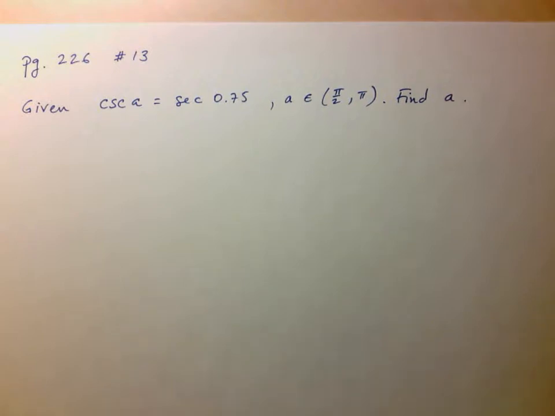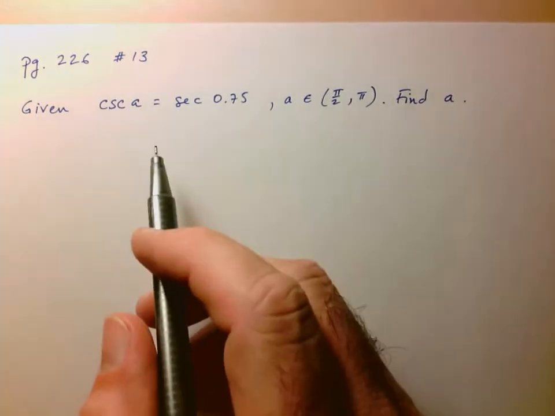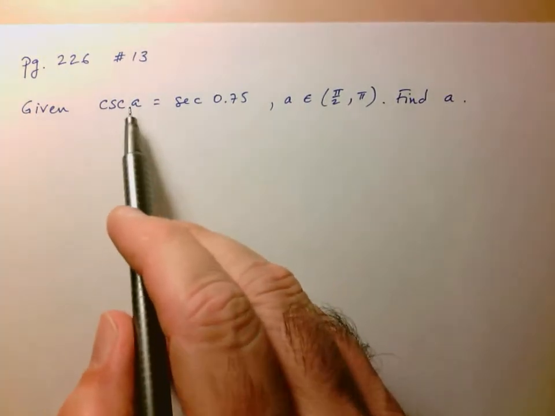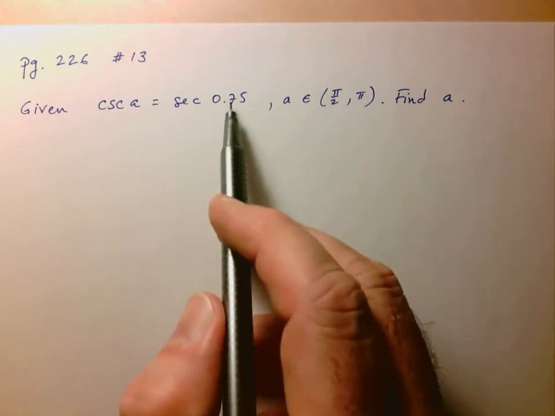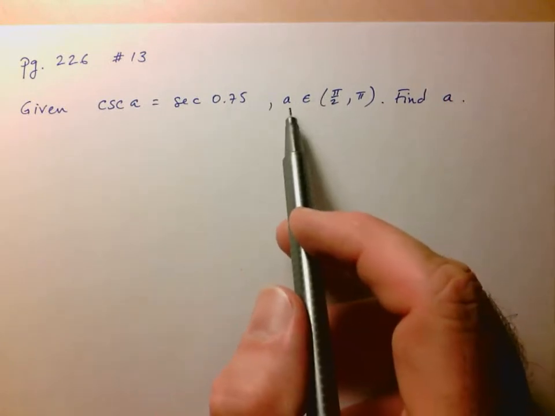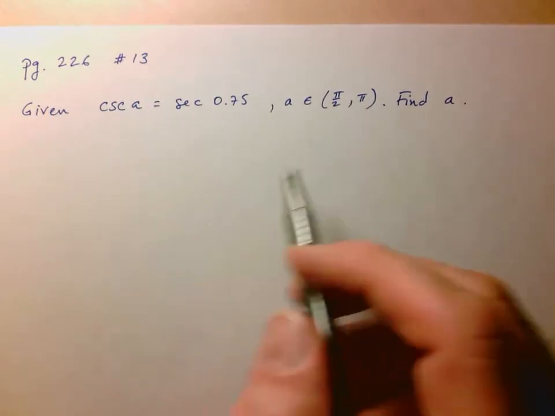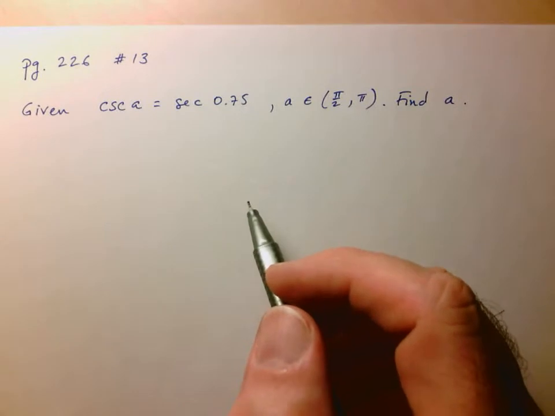Hi folks, we're going to take a look at page 226, number 13. Okay, so here they're giving us that cosecant of some angle A is equal to the secant of the angle 0.75. Okay, and they tell us that A is in the second quadrant, so that means it lies between pi over 2 and pi, and they want us to find A to 2 decimal places.